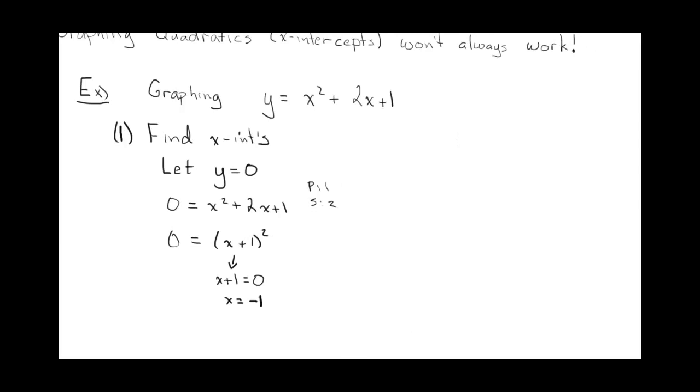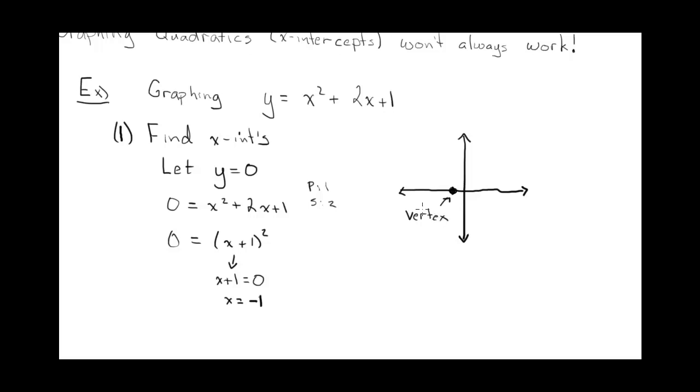So what we've got is one x-intercept at negative 1. So there's our x-intercept. So how come there's only one x-intercept? Well, this must mean that this is the vertex. The vertex happens right on the x-axis.